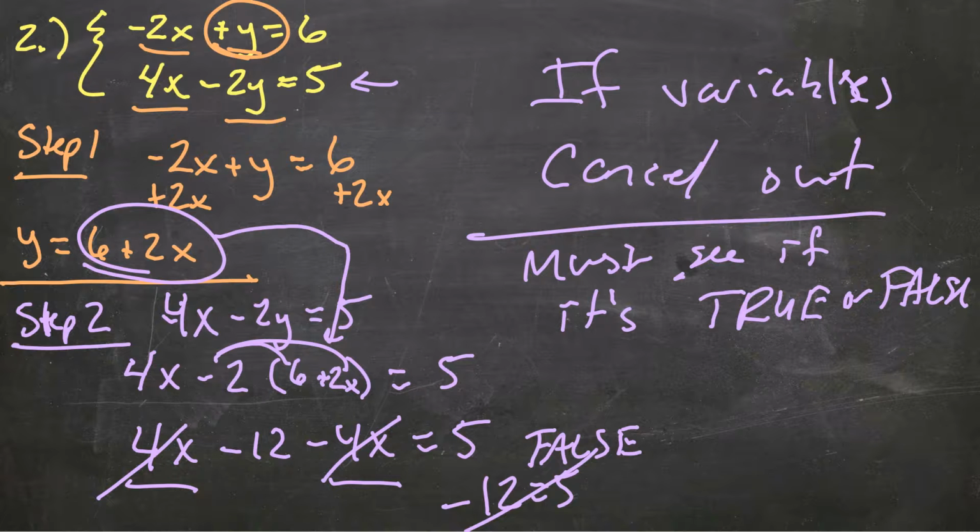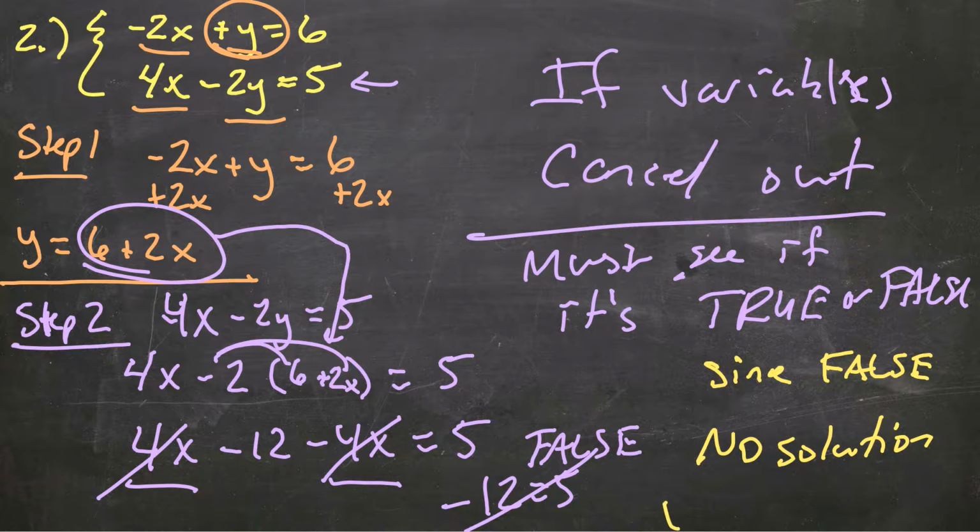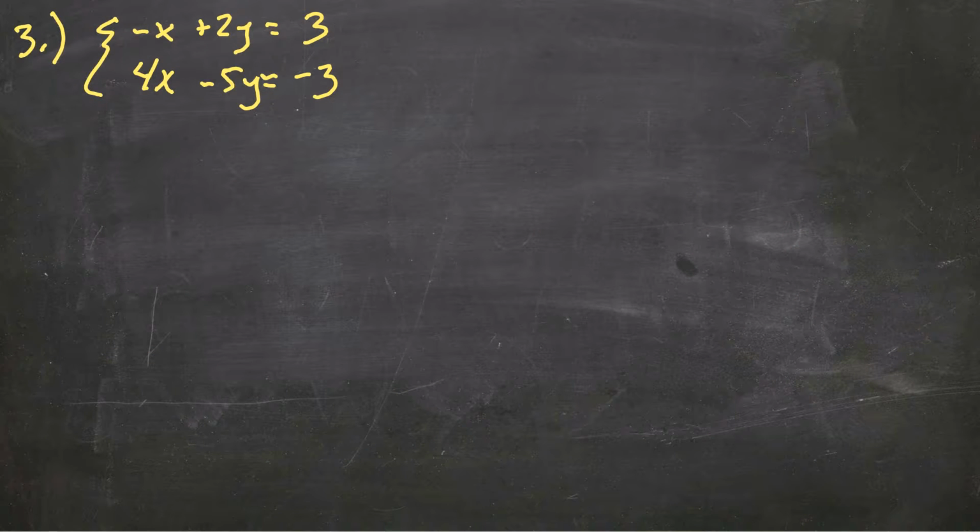So my final answer is, since false, there's no solution. And guys, what that means, that's just a really fancy way to say these are parallel lines. Alright, and that's it for number 2.